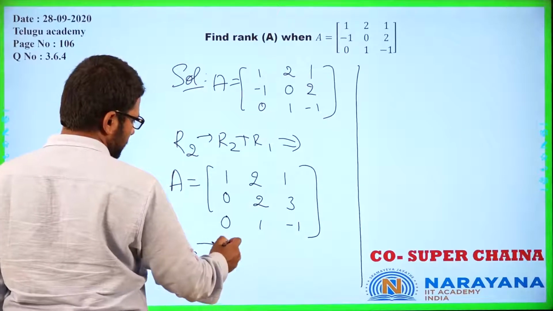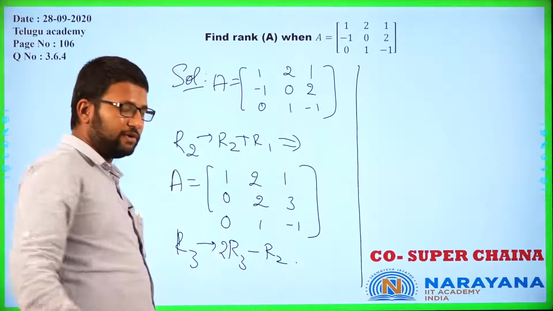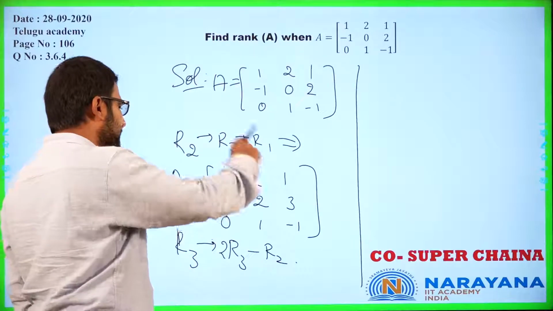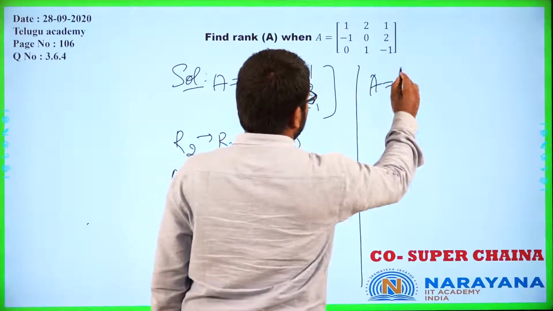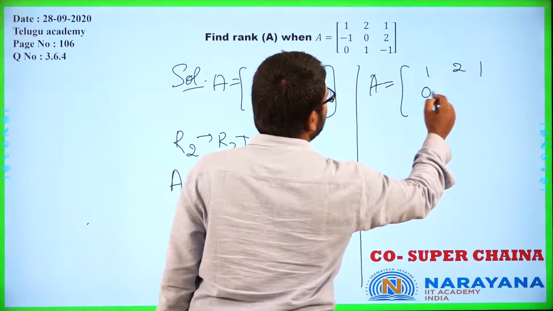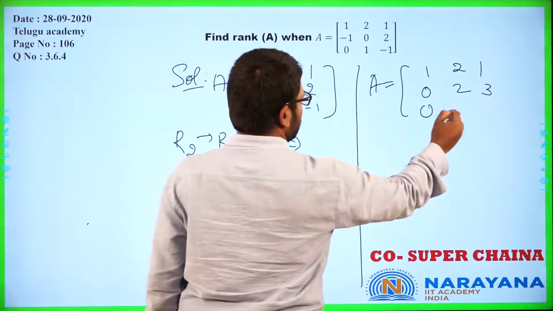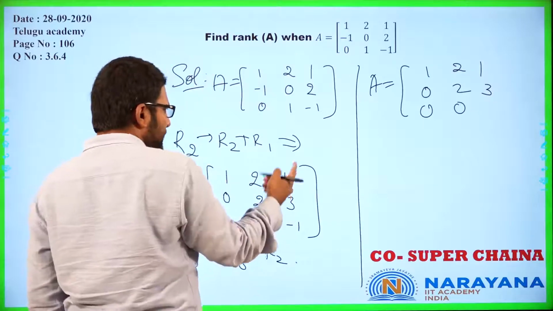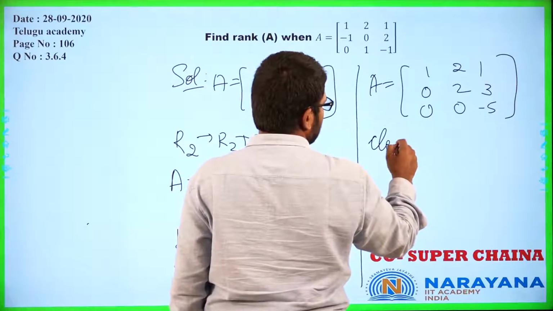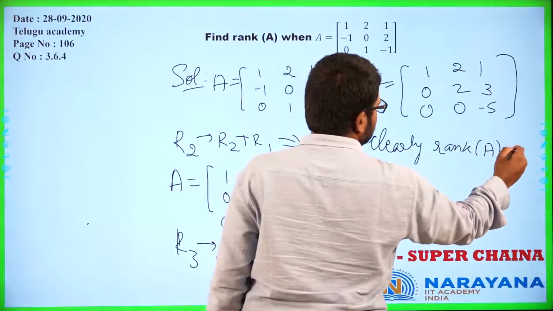We can just say R3 goes to 2R3 minus R2. Okay, like I said, we are not moving towards echelon form, but even before that we can make the conclusion. So R3 goes to 2R3 minus R2, in which case A would be 1, 2, 1, 0, 2, 3, and double this minus this. So 0, 0, and then minus 2, minus 3, so minus 5. Right? So clearly, rank of A is 3.